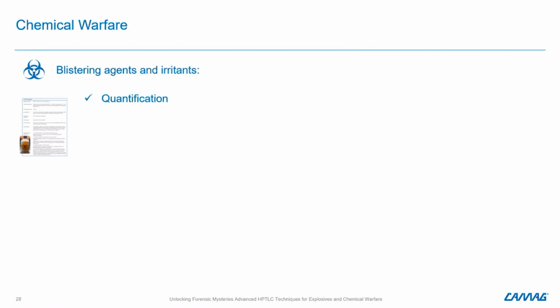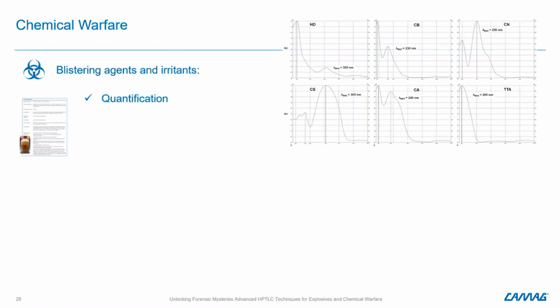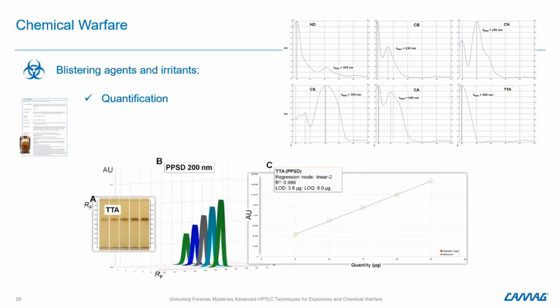But when you do the quantification part, you have the UV spectrum. You see that the CB and the HD have different UV spectra, so you can discriminate them. Same thing with the UV spectrum, then you will be able to scan your plate at their maximum of absorption and then generate the calibration curve like here. You have this example of the TTA.